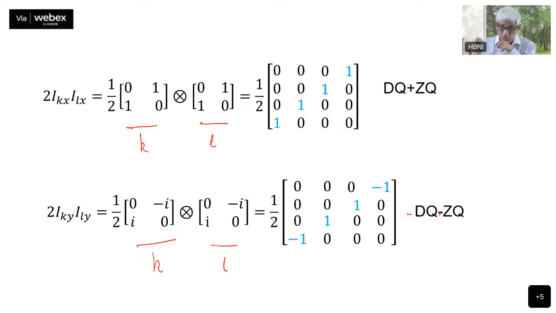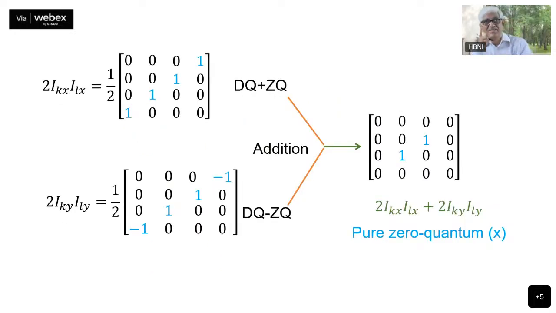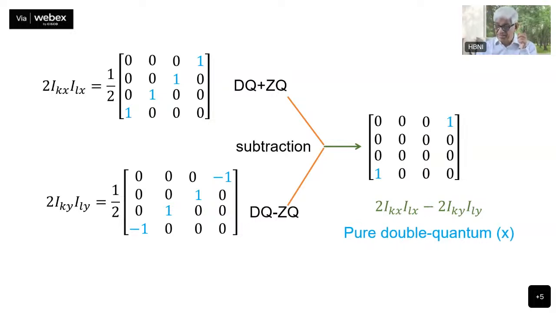Okay, so now what we can do is those numbers are changed in sign. Now you can add or subtract these ones once again. So if you do that, what do we get? 2 IKX ILX plus 2 IKY ILY. If I add these two, then I get only 1, 1 here. So at the zero quantum position, I get 1, 1, everything else is 0. So therefore, this is the pure zero quantum. We say it is the X component. 2 IKX ILX plus 2 IKY ILY is the X component of the zero quantum. Similarly, if I take the subtraction, 2 IKX ILX minus 2 IKY ILY, I get pure double quantum, the X component.